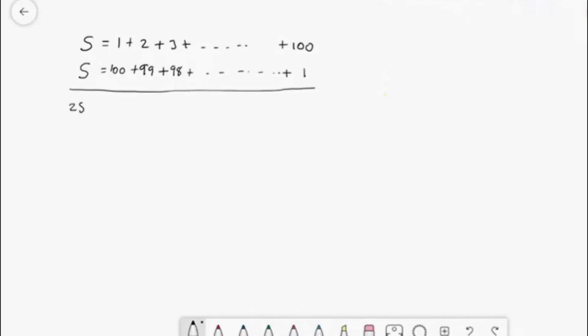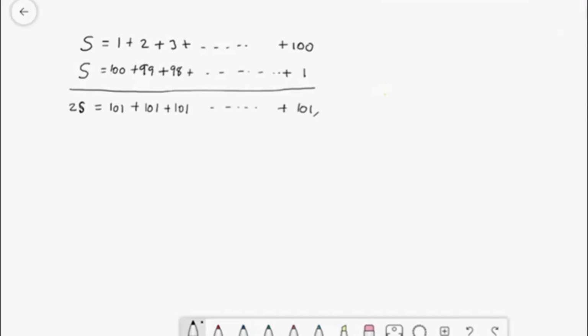So 2S is equal to... we want to add the corresponding terms. So 1 plus 100 is 101. Then 2 plus 99 is 101. And 3 plus 98 is 101, etc. All terms will be like 1 plus 100, 100 plus 1, and the final term is again 101. So how many 101s are there? 100.